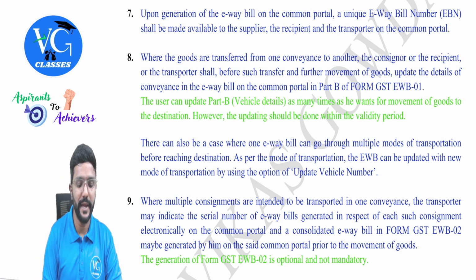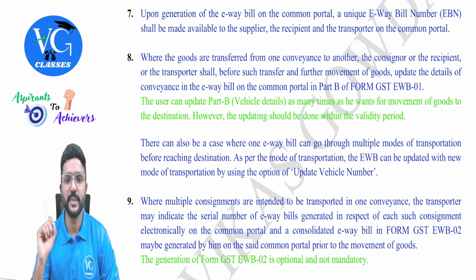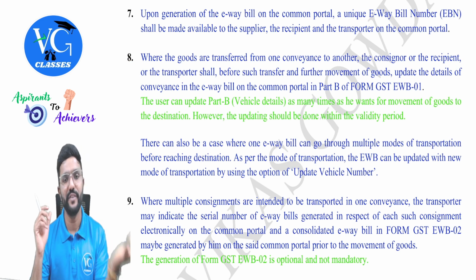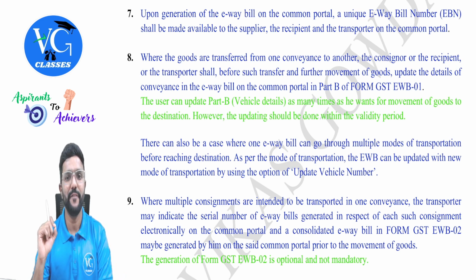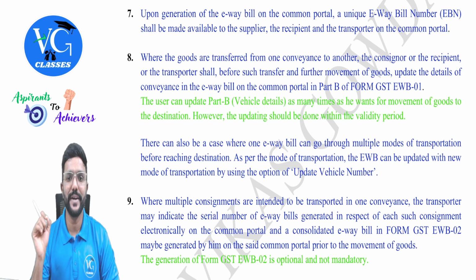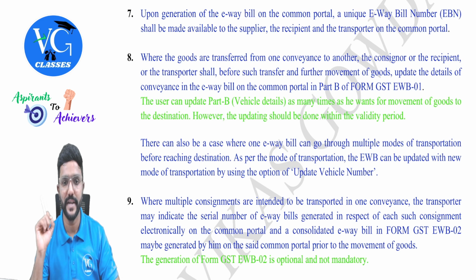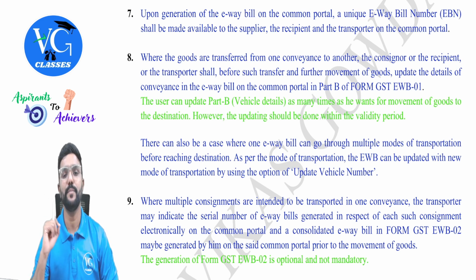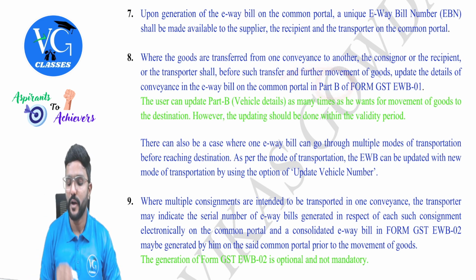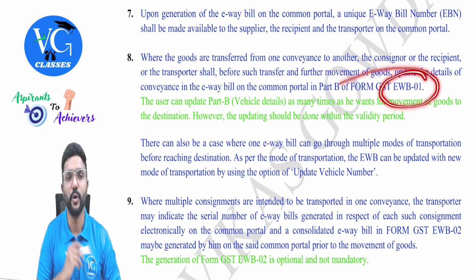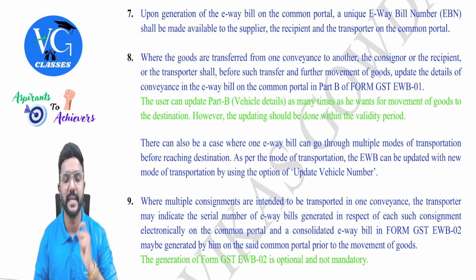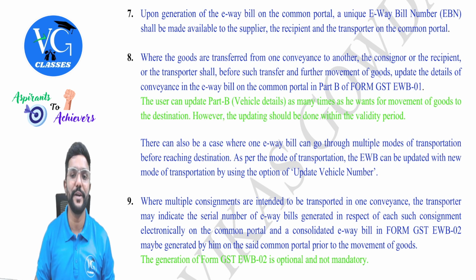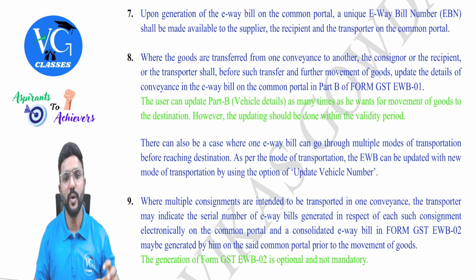Yes. Next, eighth one. Where the goods are transferred from one conveyance to another, that is from one vehicle to another, the consignor or the recipient or the transporter shall, before such transfer and further movement of goods, update the details of conveyance in the e-way bill on the common portal in part B of Form GST EWB 01. The user can update part B, that is vehicle details, as many times as he wants for movement of goods to destination. However, the updating should be done within the validity period.